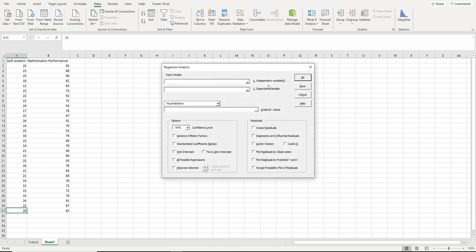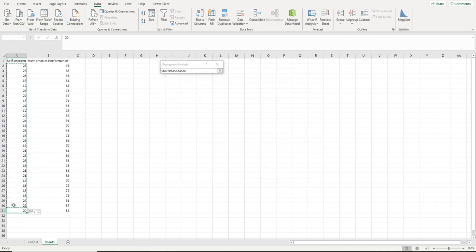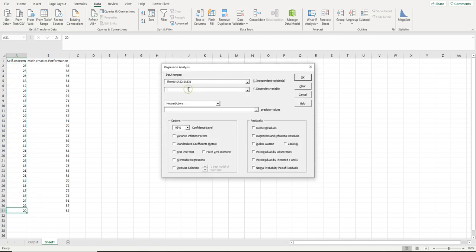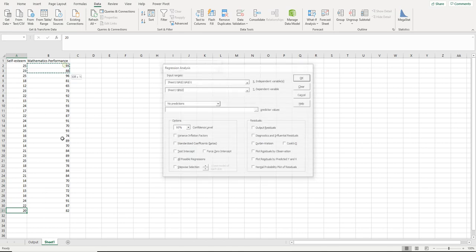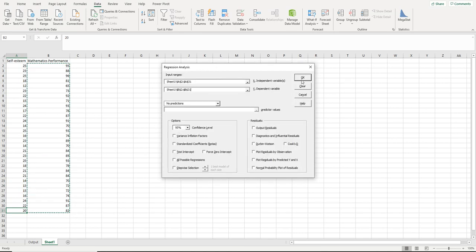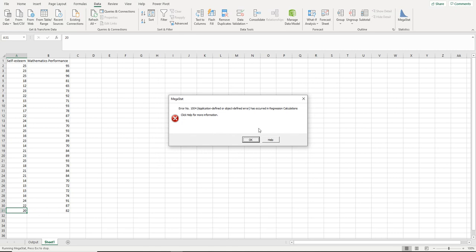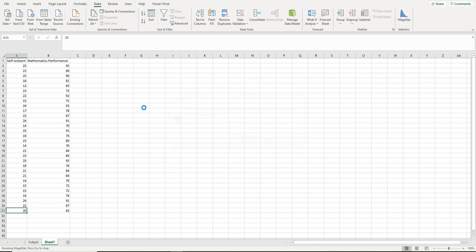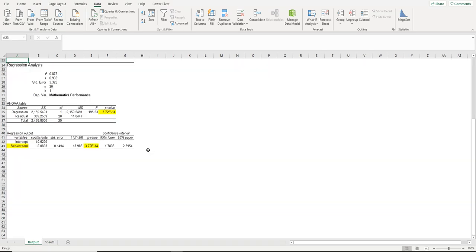The independent variable here is self-esteem because we're going to predict the mathematics performance based on their self-esteem toward the subject. So we are going to click the independent variable and highlight, and then click the dependent variable here, the mathematics performance. Highlight that one. Click OK. So this would be the regression analysis.